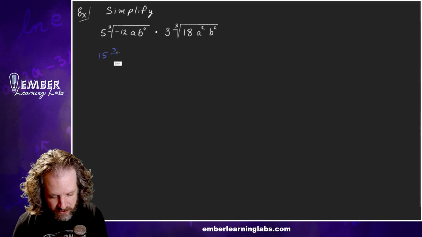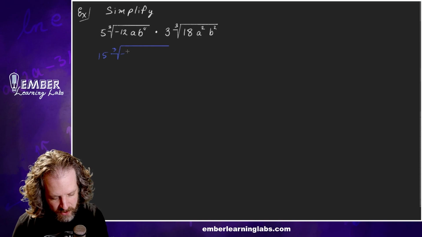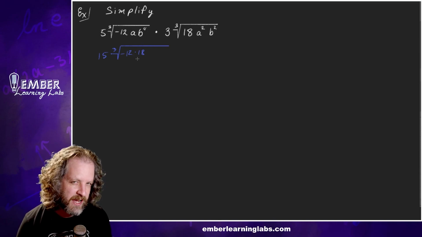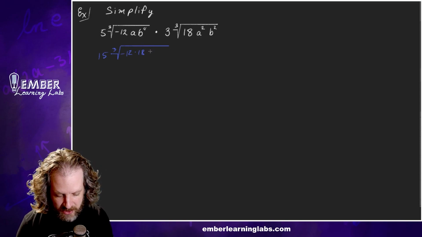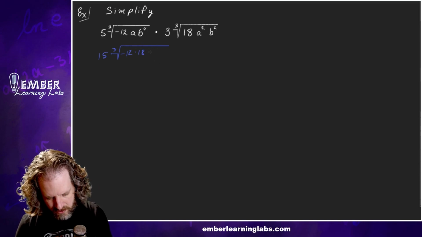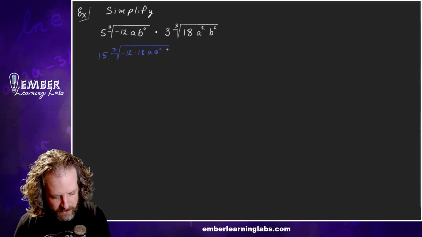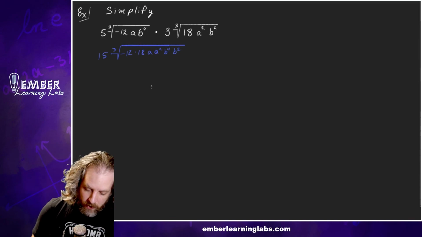So the cube root of -12, and I'm going to go ahead and put this times 18 here. Put the numbers together. I'm not going to multiply those yet, and we'll talk about why in a second. And then times, I'm going to put the a's together, so times a squared, times b to the 4th times b squared, right?